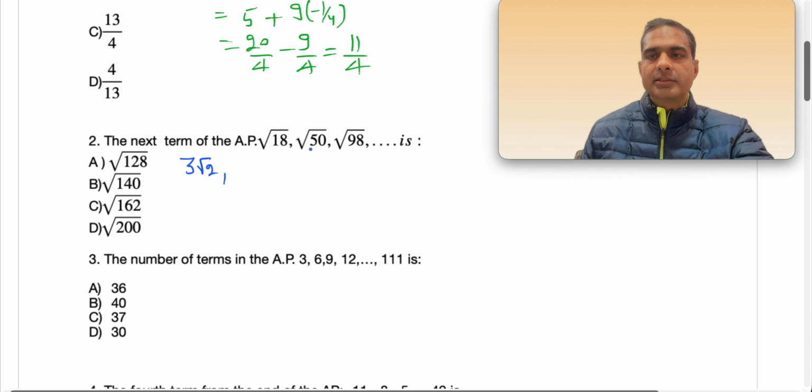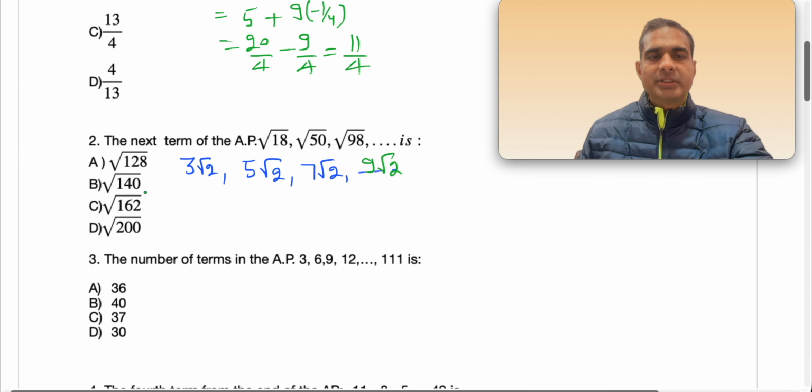50 is 25 into 2. 25 is a perfect square, so 5 will come out, 5 root 2. 98 is 49 into 2. 49 is a perfect square, so 7 will come out, 7 root 2. So we can see here 3 root 2, 5 root 2, 7 root 2. So the next term should be 9 root 2, because there is a difference of 2: 3 plus 2 is 5, 5 plus 2 is 7, and root 2 is along with every term. So the next term should be 7 plus 2, 9, and root 2.